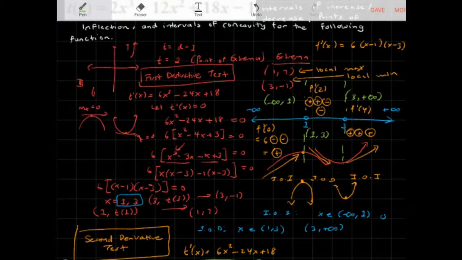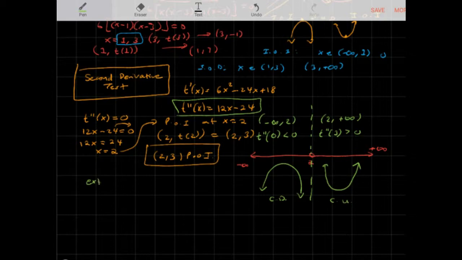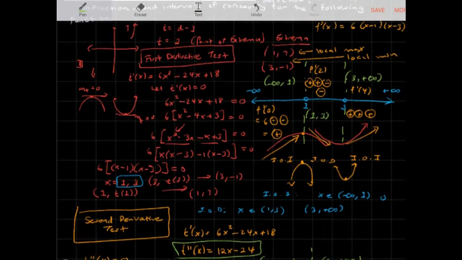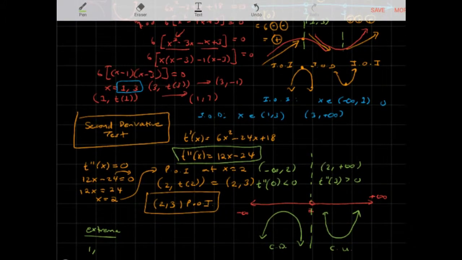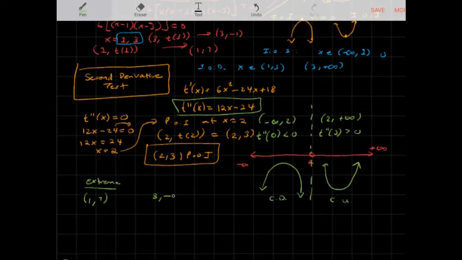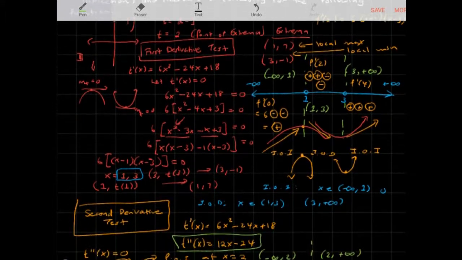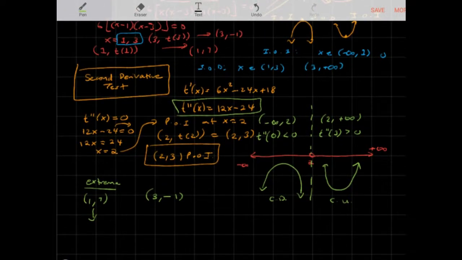We can also use the second derivative test to verify our extrema, our maximum and minimum points. We stated earlier that our extrema, according to the first derivative test, were 1 and 7, and the other extremum was 3 and negative 1. We said that 1 and 7 was our local maximum, and 3 and negative 1 was our local minimum.